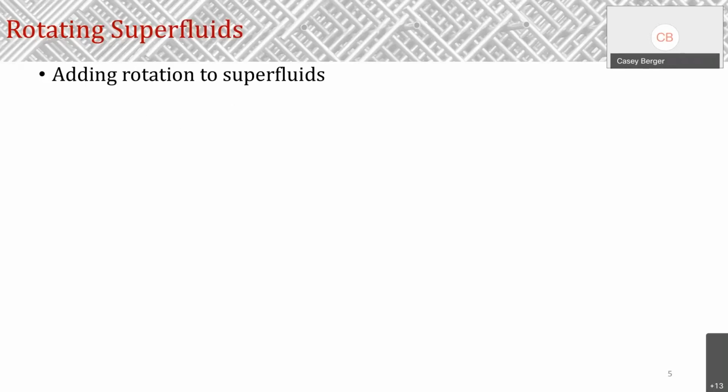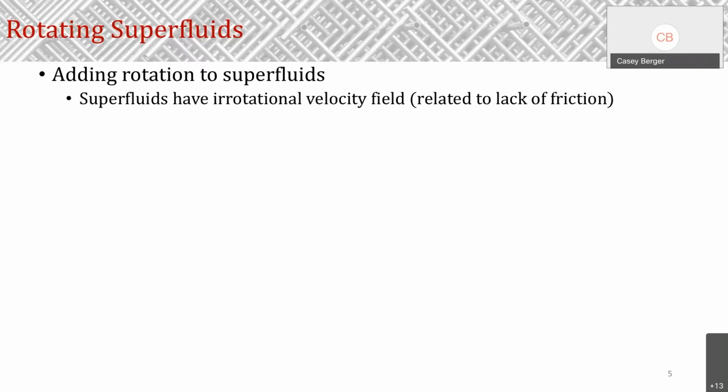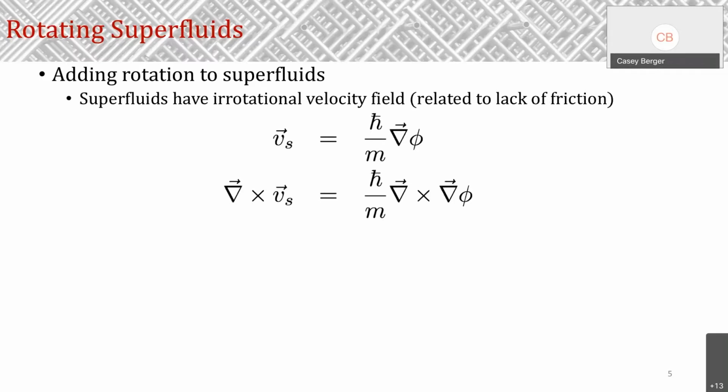So what actually happens when you add rotation to a superfluid? The velocity field of the superfluid is the gradient of the phase of the condensate. So really what that means is it has no curl. If you take the curl of the velocity field, you get 0.